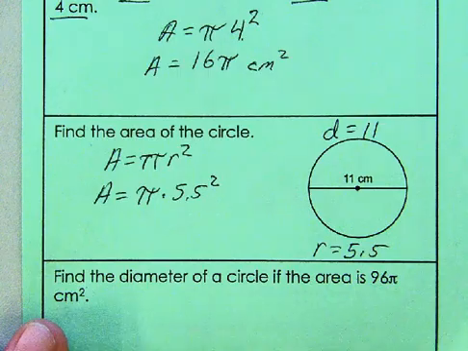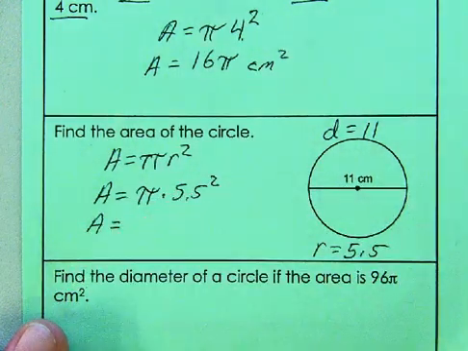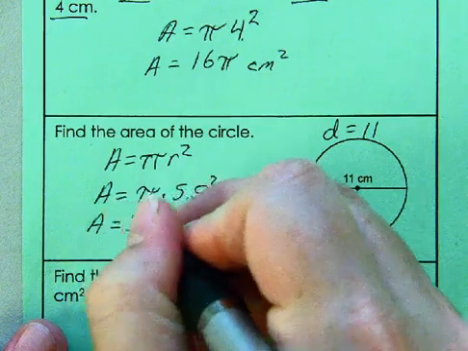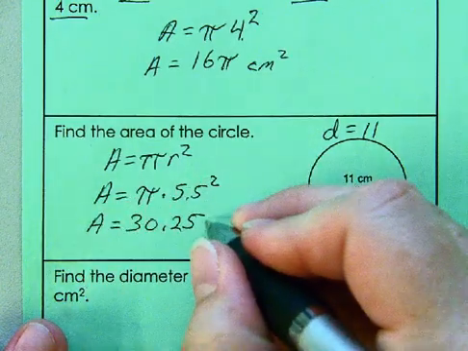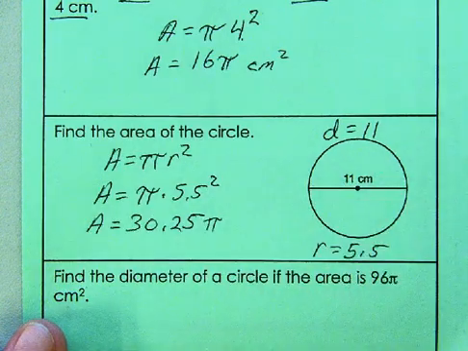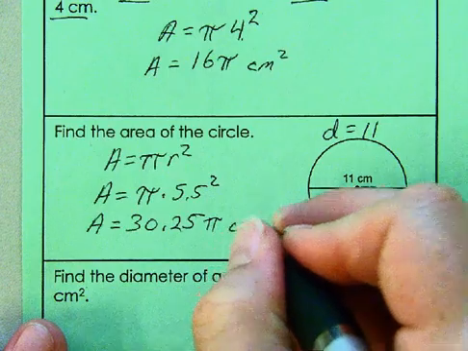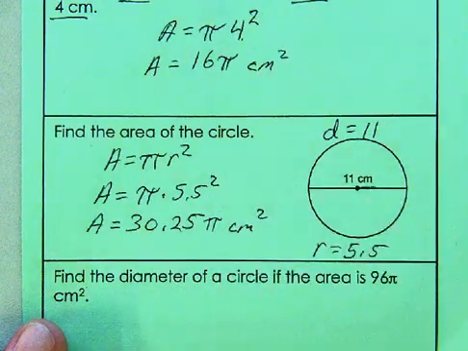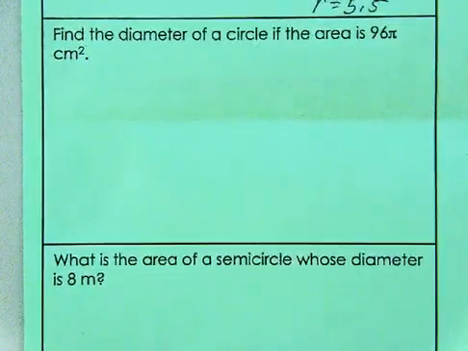So again, we're going to square 5.5. If you want to use your calculator for that, that's fine. A equals 5.5 squared is 30.25. And then we're going to leave pi in there. And then we need a label. Again, we have centimeters here. So centimeters squared would be our label. Okay. Let's go ahead and move down to this next one.